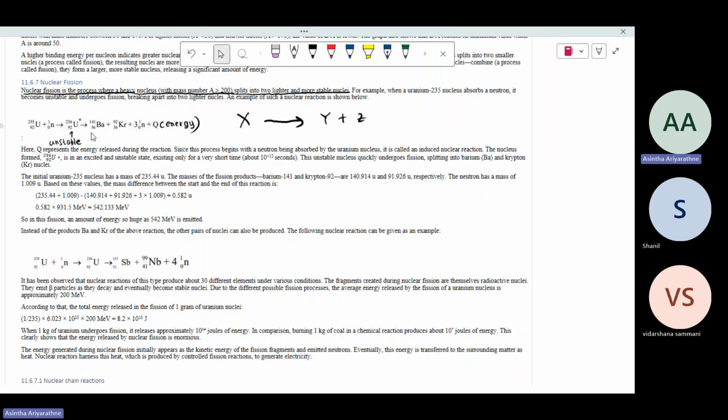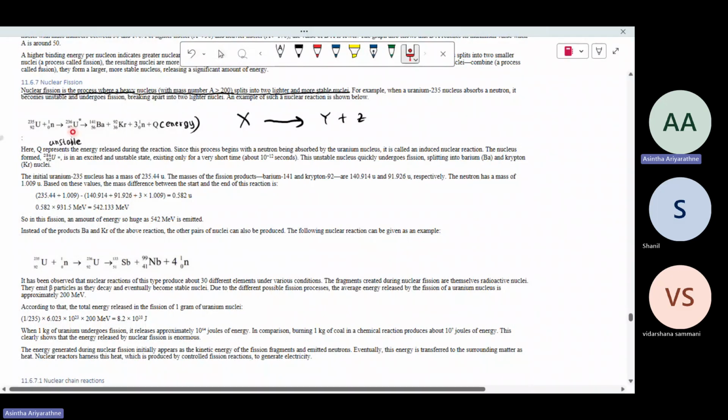So previously, in this case, after the nuclear reaction process, barium and krypton were produced. Here it is the same reaction. Initially there is a uranium-235 nucleus, and a highly accelerated neutron falls on this one. So it becomes excited uranium, unstable uranium.